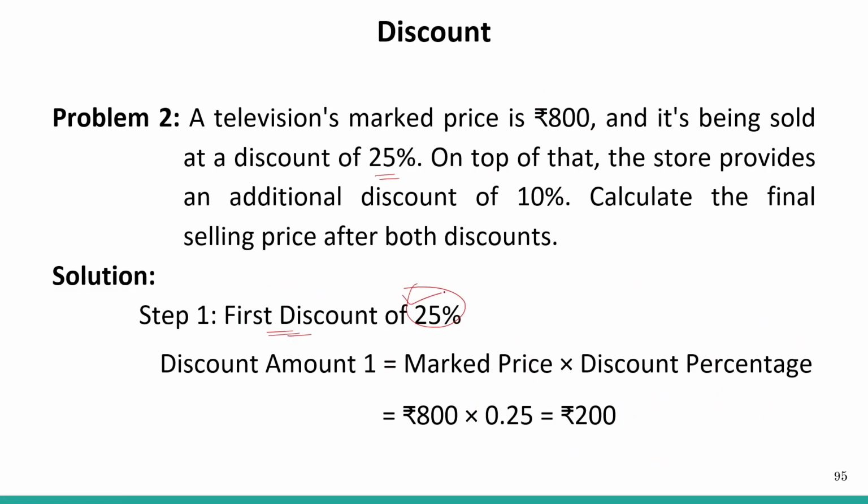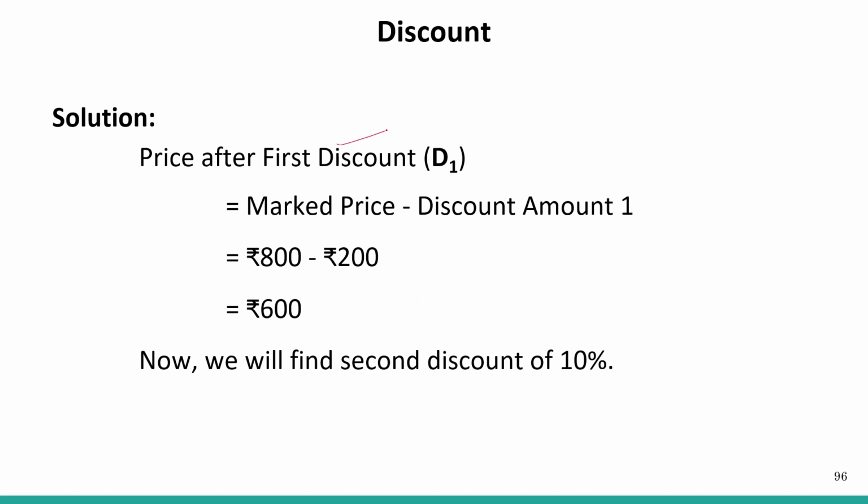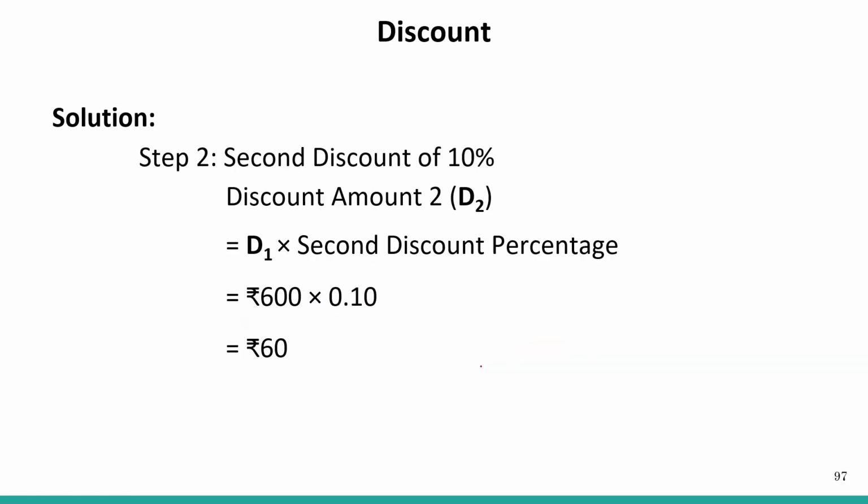The first discount applied is 25%. 25% of 800 is equal to 200 rupees. So discount amount 1 will be 200 rupees. The price after the first discount is 800 minus 200, which is 600. Then we find the second discount of 10%. Discount amount 2 will be D1 into the second discount percentage, where D1 is 600.